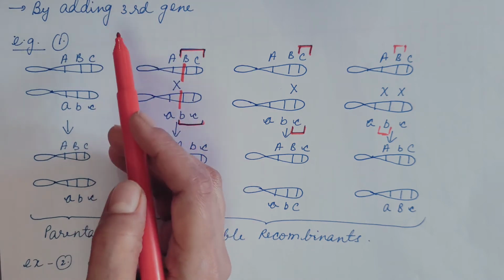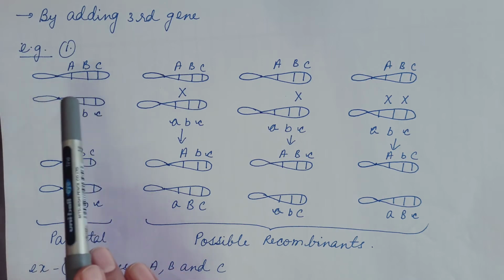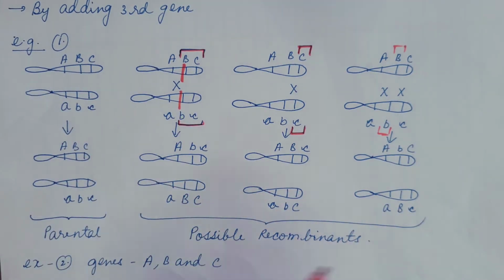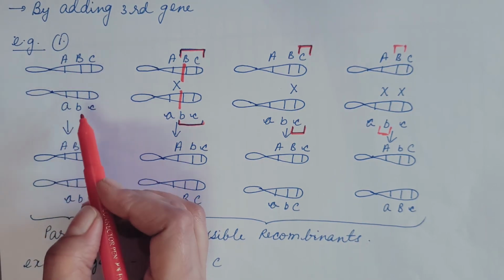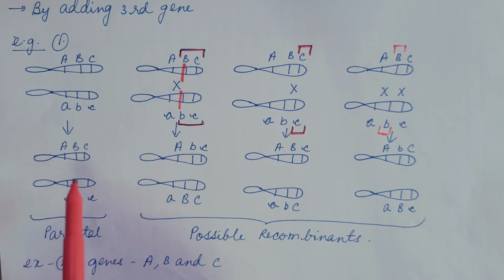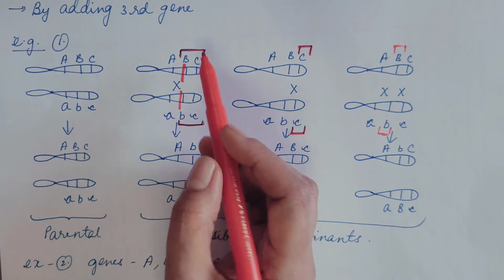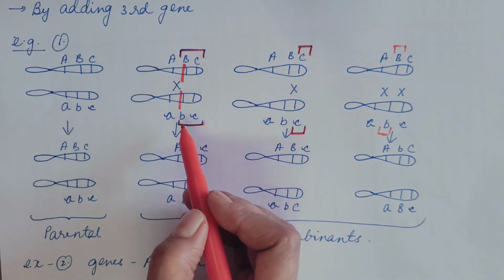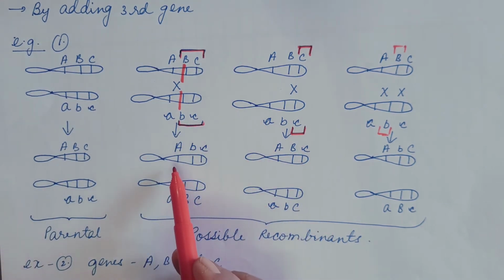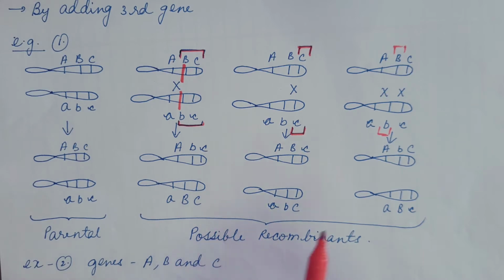The third gene is also present, and the chromosome has 3 genes A, B, C. So there are 4 possibilities. There may be no crossing over, hence the gamete will be the same as the parental. There may be crossing over between the genes A and B. In this case, this region, capital B capital C, is exchanged with small b small c, and the gametes that we get are capital A small b small c, and small a capital B capital C. So it is the recombinant or crossover gamete.